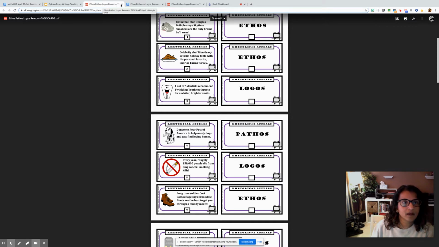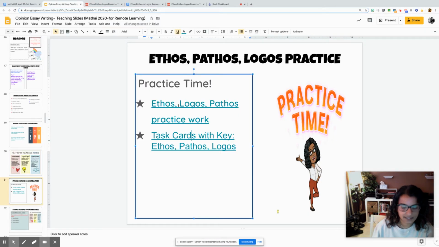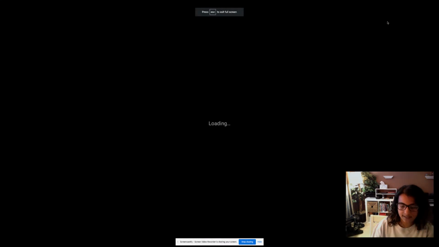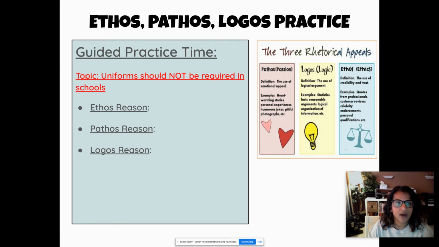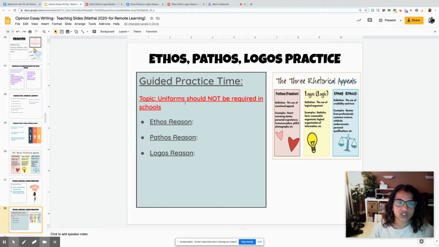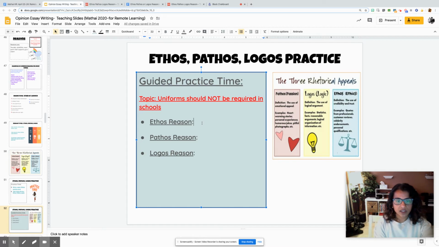Okay, all right, let's get back into the slides. I hit present. Okay, so now I'm going to go through this example with you of how we can create ethos, pathos, and logos type reasons off of a topic. So I'm going to give you a topic right now. It's the one that's our mentor text: uniforms should not be required in schools. So what would be an ethos reason, a pathos reason, and a logos reason?